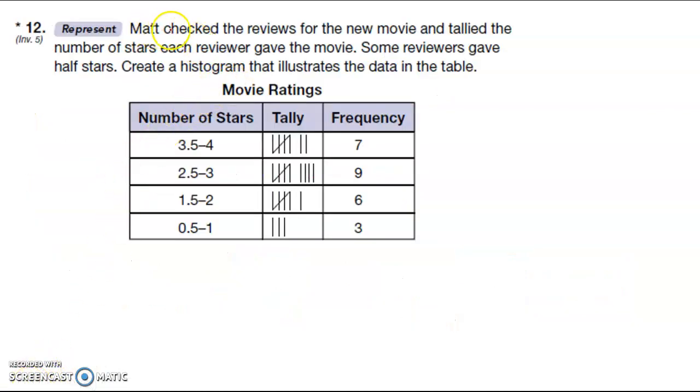Okay. Matt checked the reviews for the new movie and tallied the number of stars each reviewer gave the movie. Some reviewers gave half stars. Create a histogram that illustrates the data in the table.